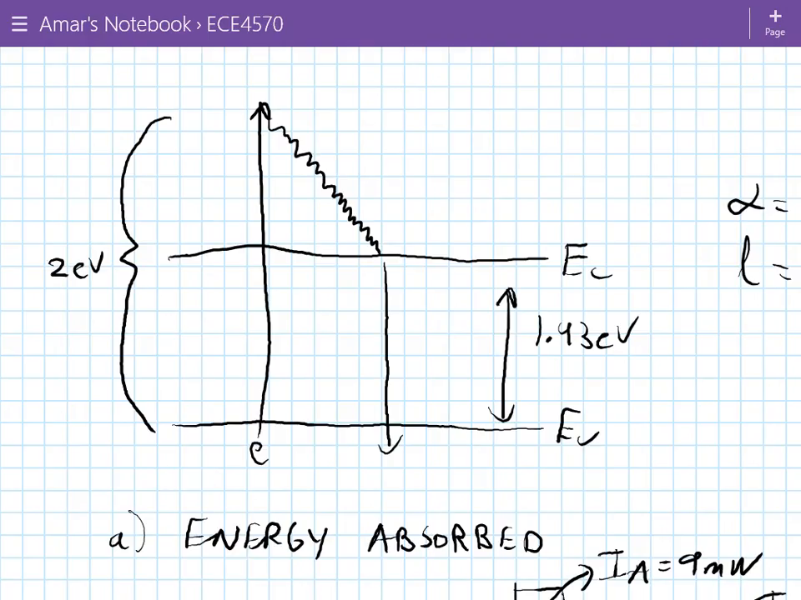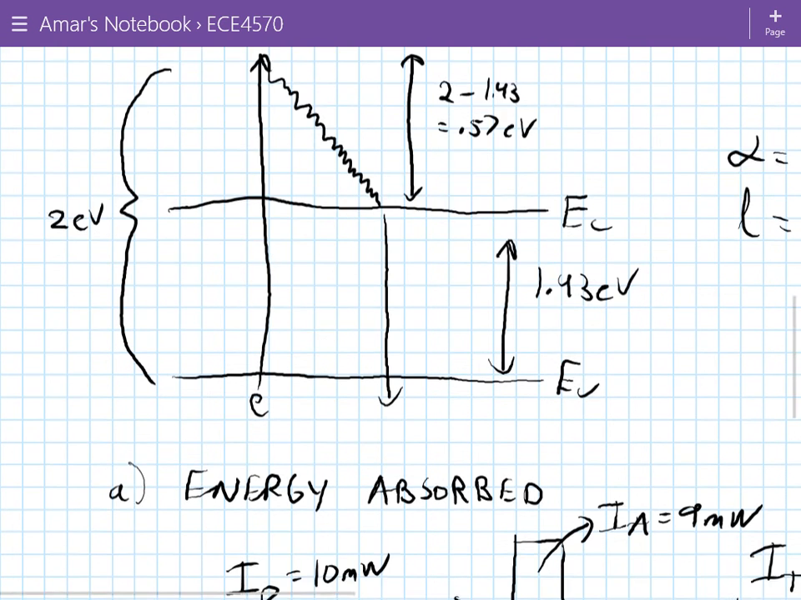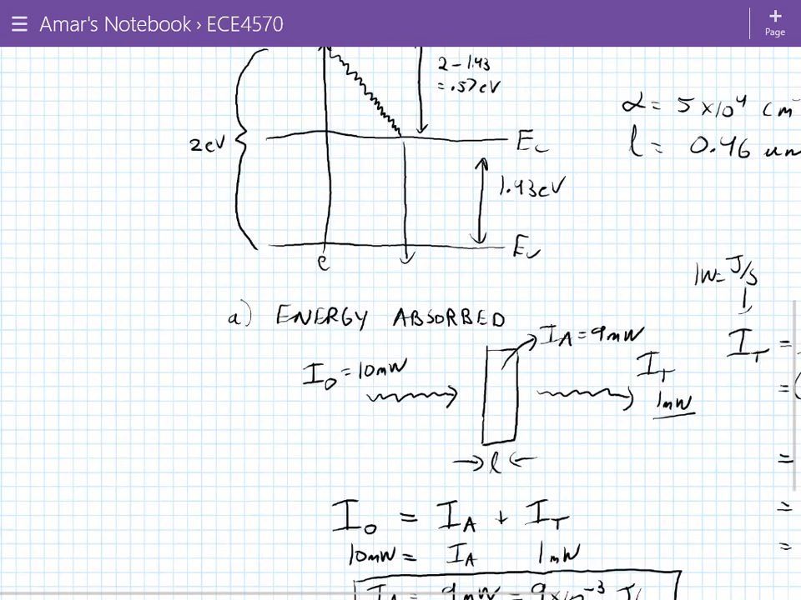So this distance here, this is 2 minus 1.43. So this is equal to 0.57 electron volts. Very good. So an electron absorbs 2 electron volts of energy. 0.57 electron volts of that energy is converted to heat. 1.43 electron volts of that energy is converted to light. All right. So from here we can just do this simple calculation here.